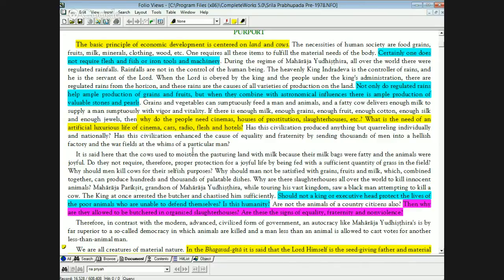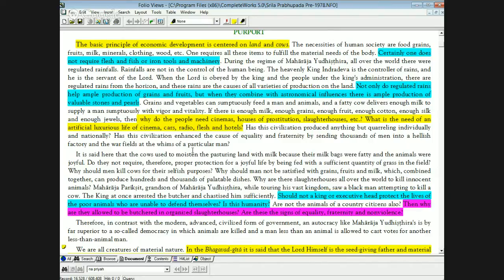Therefore, in contrast with the modern, advanced, civilized form of government, an autocracy like Maharaj Yudhishthir's is by far superior to so-called democracy, in which animals are killed and a man less than an animal is allowed to cast votes for another man less than an animal.